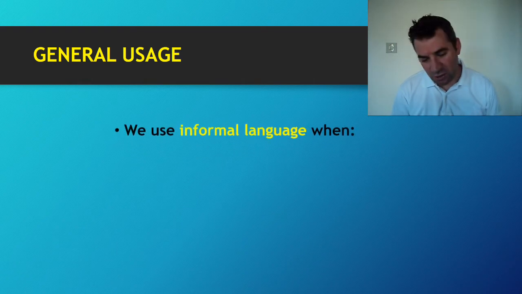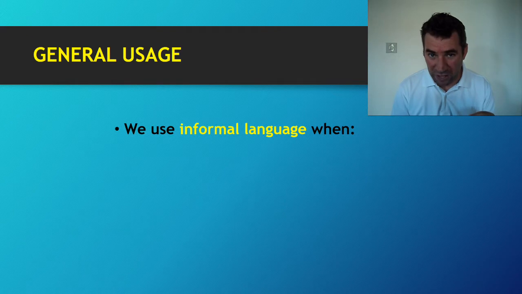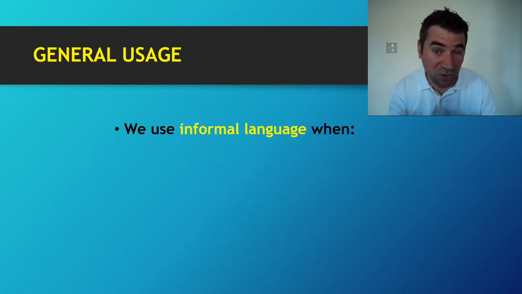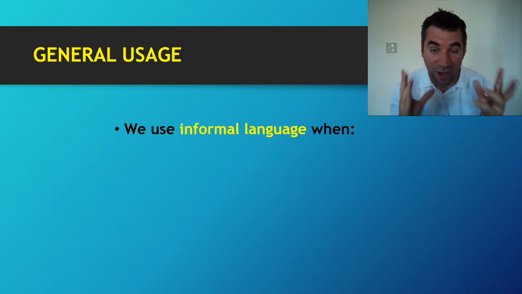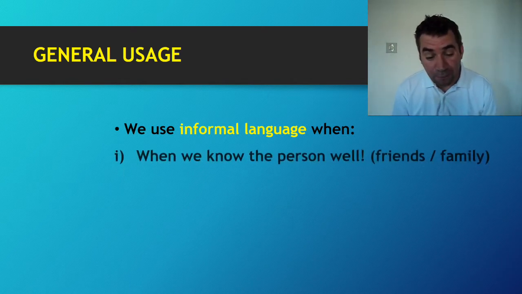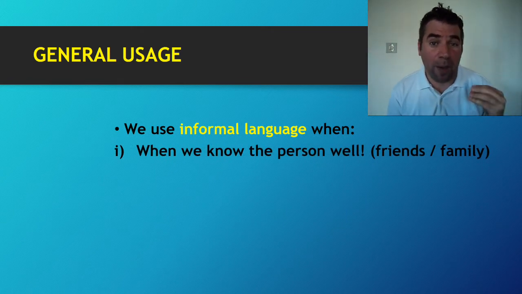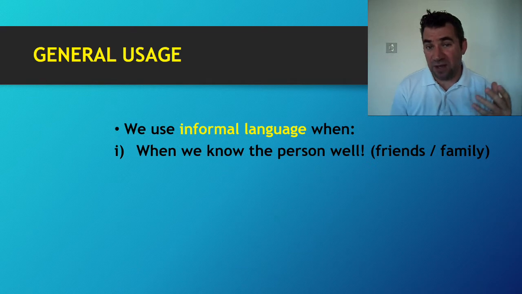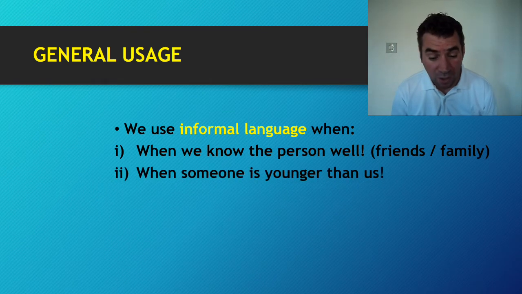General usage. Okay, so informal language. First of all, I'll show you when we use it, and then I'll show you basically what exactly it is, so you have a kind of idea, a general picture in your head, if you will. We use it when we know a person well. So if they're a friend of ours or a family member, we're informal with them because we're very familiar with them.